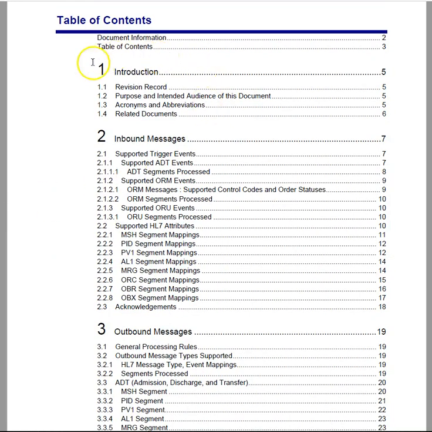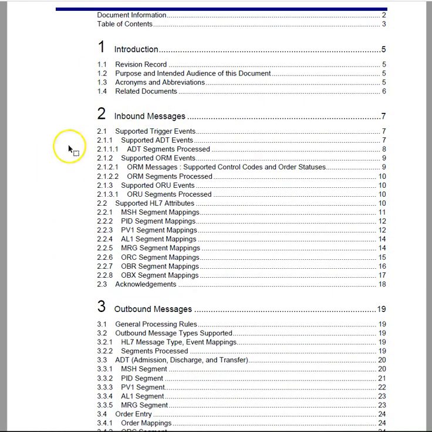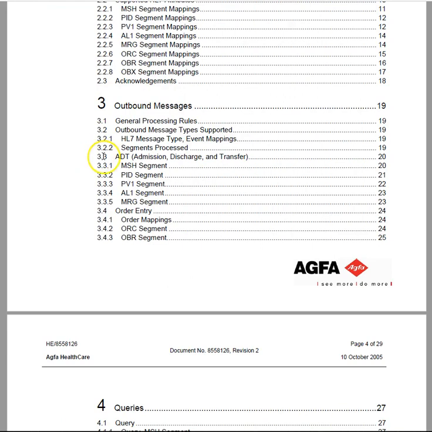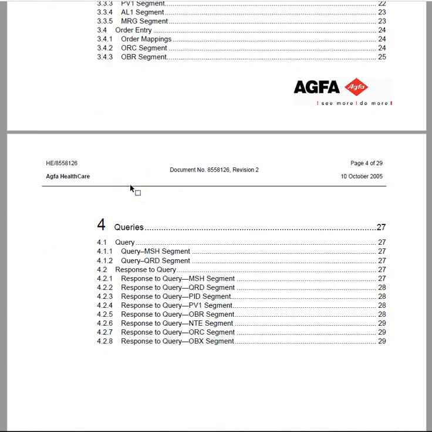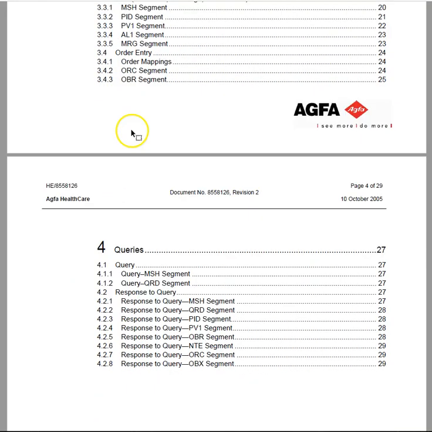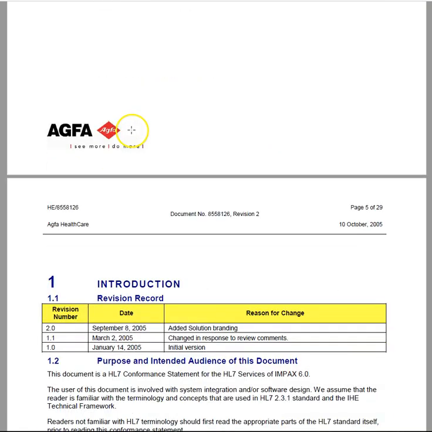It tells you that Chapter 1 is about the introduction. Chapter 2 is specific to inbound messages, messages coming into PACS. Chapter 3 is outbound, messages going out of PACS. And Chapter 4 is about queries. So if you need to look up information about what outbound messages come out of your PACS system, you would want to go to Chapter 3. If you want to look at how your PACS system handles HL7 queries, you want to go to Chapter 4. That's the purpose of the contents. So let's just work down through this.